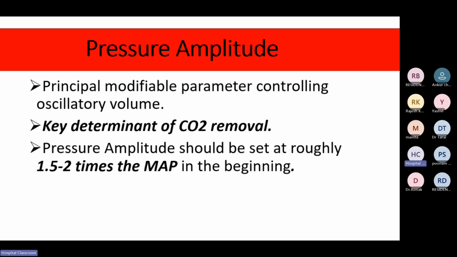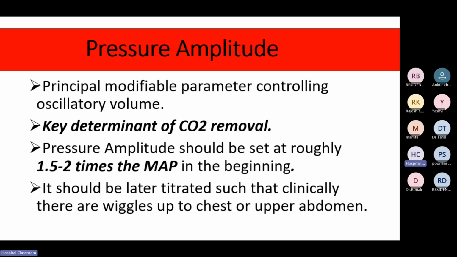And how much pressure amplitude to start with? Roughly, you can start at an amplitude of 1.5 to 2 times the mean airway pressure. Suppose I kept a child on a high frequency ventilator and started a mean airway pressure of say 10. I can start with an amplitude of 1.5 to 2 times, maybe that is 15 to 20. Then it has to be titrated such that you see the vibrations, the wiggles, up to the chest or the upper abdomen. So this is how you decide the optimal amplitude. You start at 1.5 to 2 times the mean airway pressure, and then you see till where you are getting the chest vibrations. Sometimes your wiggles or vibrations may go even up to the lower limb. In those cases, you need to come down a little bit.